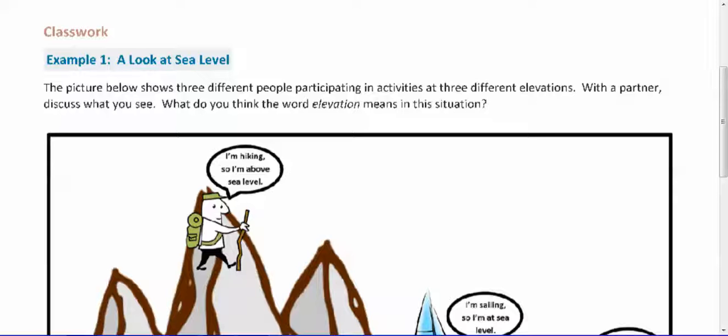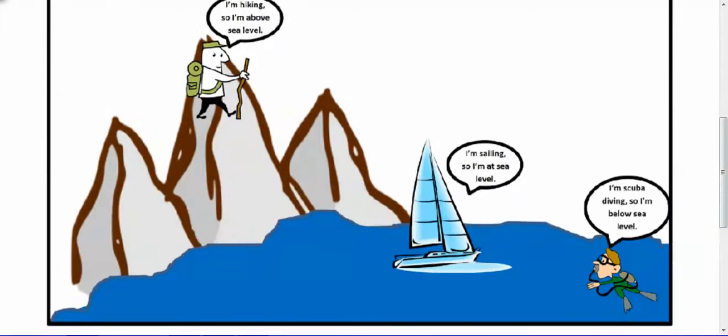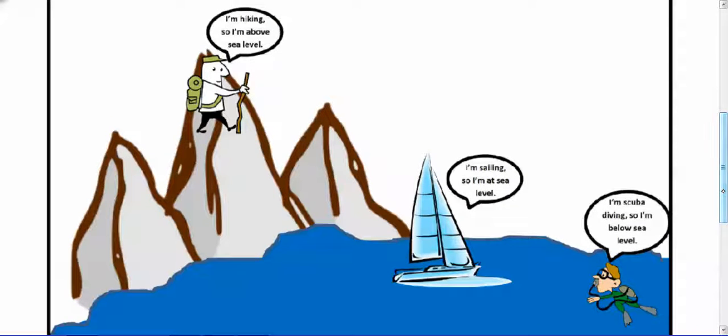All right, so we've got I'm hiking, so I'm above sea level. I'm sailing, so I'm at sea level. And I'm scuba diving, so I'm below sea level. So we're going to decide if these are positive or negative or something else, all right? The hiker, what do you think? Positive elevation, negative elevation, something else, Campbell? Positive. Yep, let's put a plus sign by the hiker because if he's climbing a mountain, he's up there, all right?